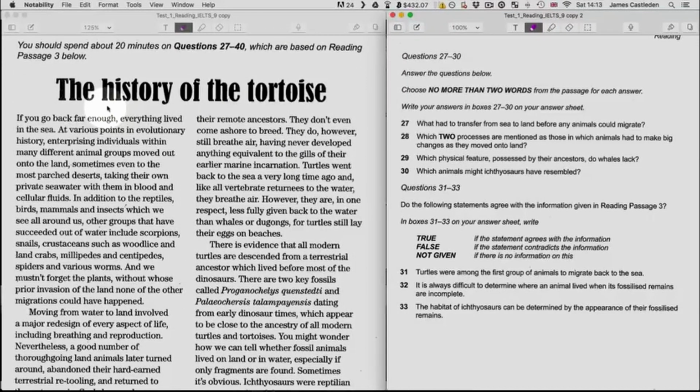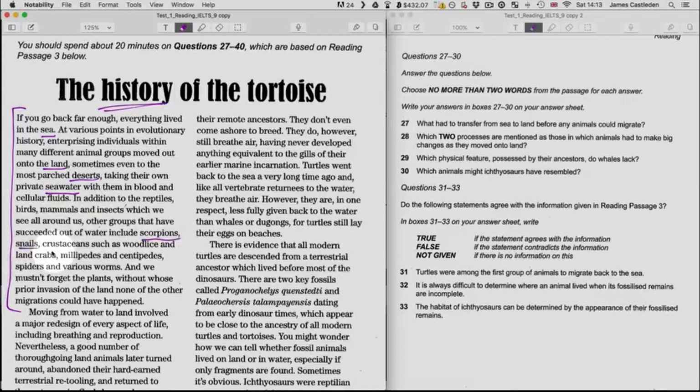History means talking about a period of time, obviously a much longer time, and we're going to read the first paragraph carefully. If you go back far enough, everything lived in the sea. At various points in history, enterprising individuals moved onto the land, sometimes even to deserts, bringing their seawater with them in blood and cellular fluids. Scorpions have moved out, snails and crustaceans like crabs, land crabs. And we mustn't forget the plants, so those have also moved out. Do they mention tortoise at all here? Okay, well, reptiles. So they're talking about the movement from the sea to the land.